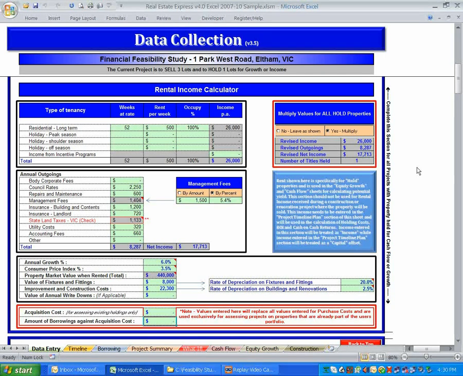That's all of the data entry that's required for operating information on hold properties.